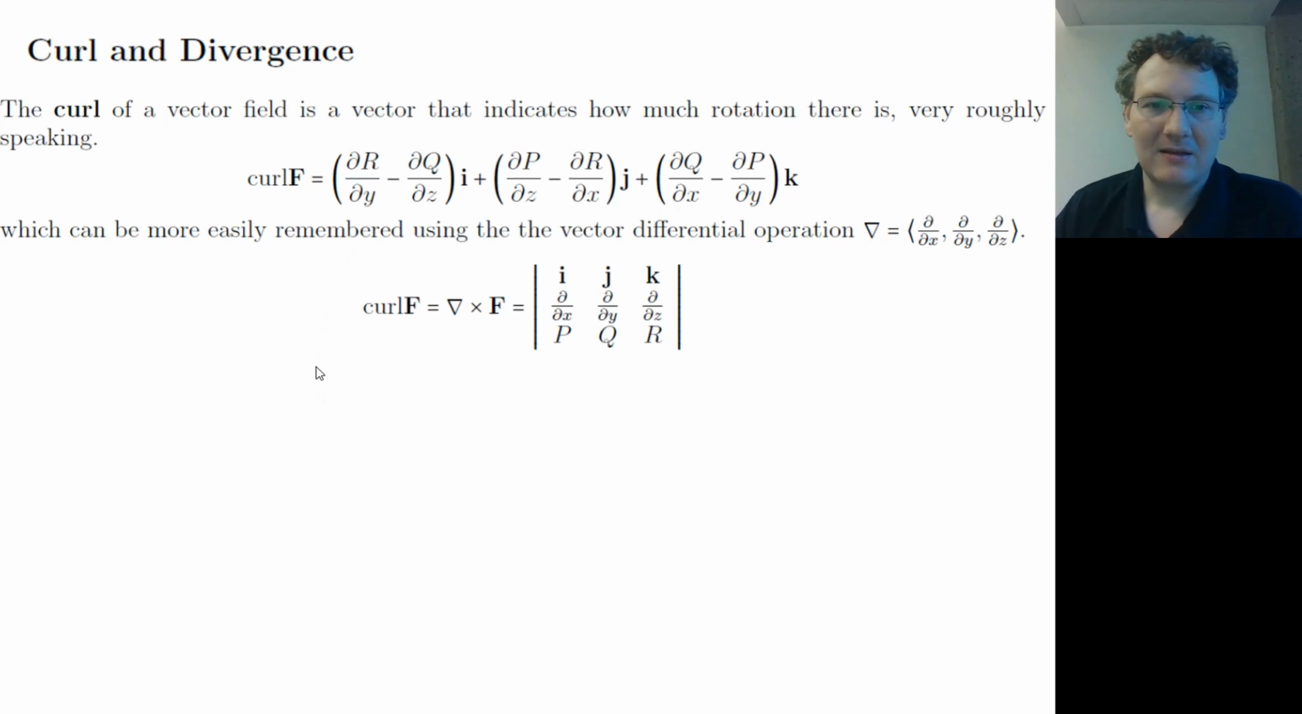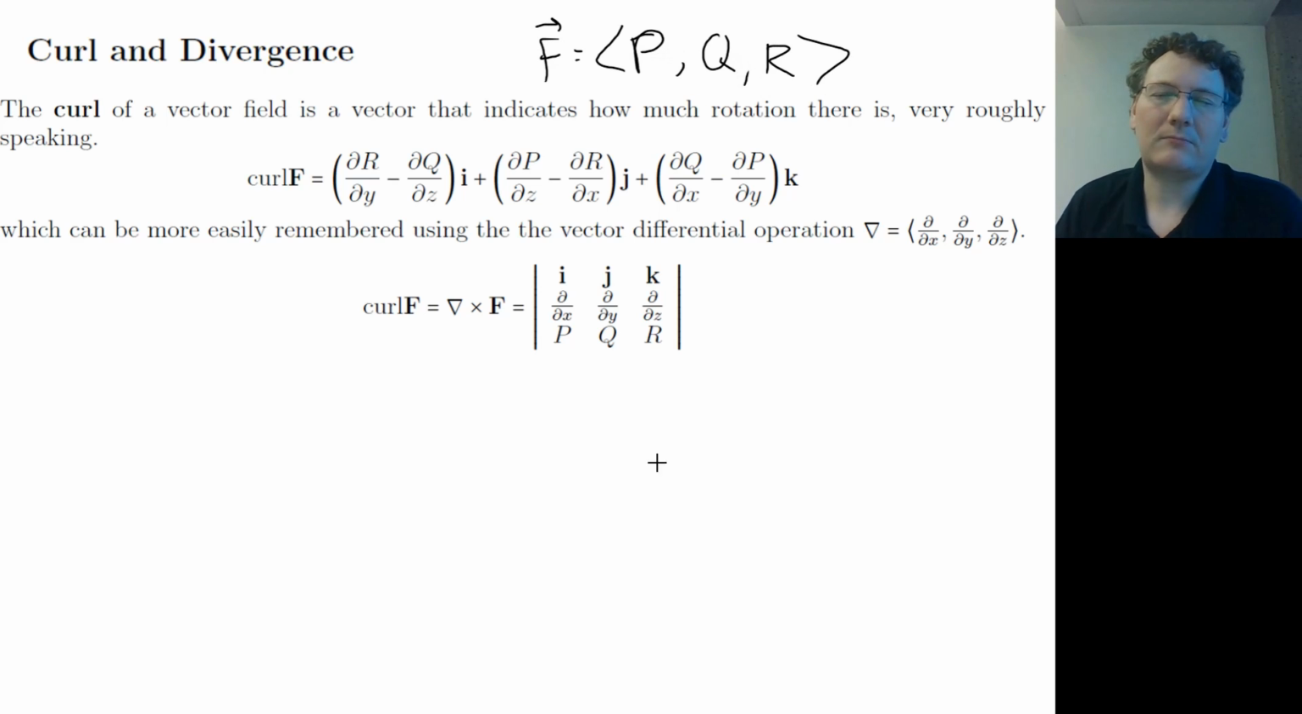Okay, and when the vector field is defined such that f is P, Q, R, so the first component is P, the next component is Q, the next one is R, the curl is defined as the partial derivative of R with respect to y minus the partial of Q with respect to z, times the i vector. And then the second component and the third component are given in this way.